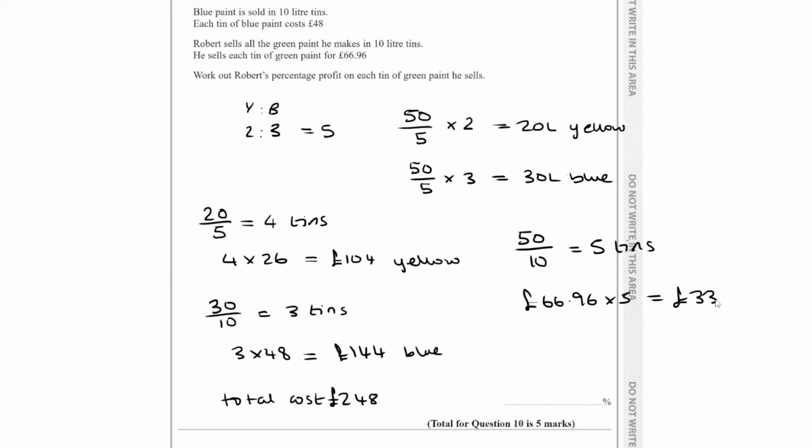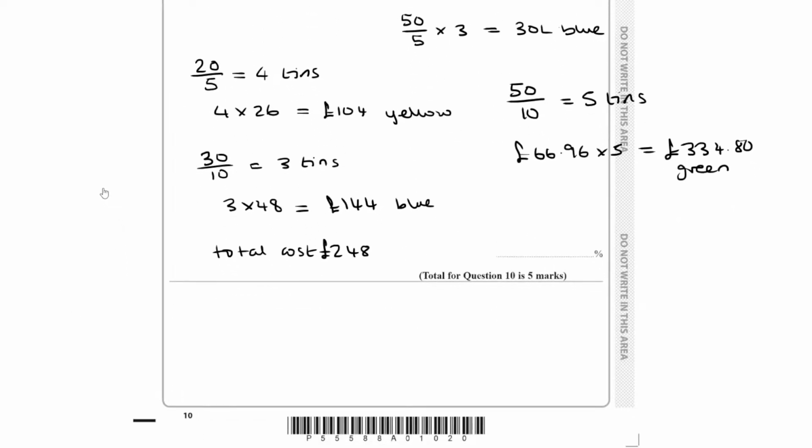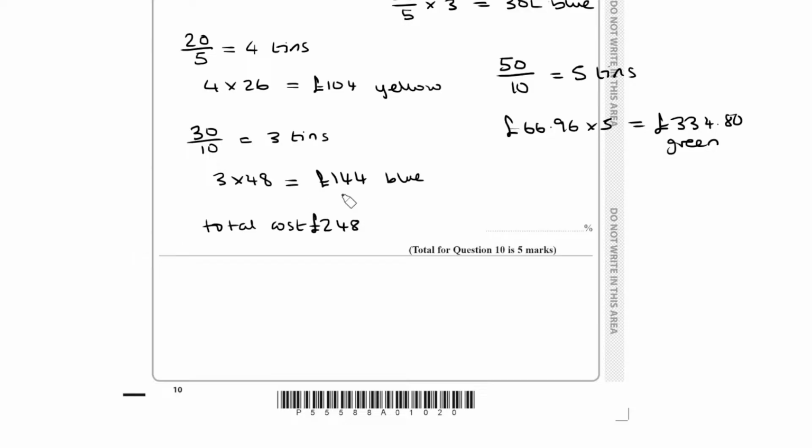Gives me 334.80 for the green. So I'll scroll down, we'll do percentage profit. It's basically the same formula as percentage change, just obviously with the context. So you want to know the profit, which is the sales, how much you sold it for, minus the cost, over the original, which is obviously the cost, because you have to buy the paint before you can then sell the new paint, times by 100.